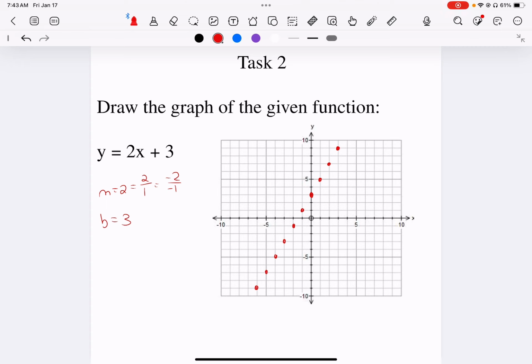And since this is a linear function, because the value of the exponent of x is 1, my points should fall in a straight line. So I connect my points with a straight line, go through the graph, draw arrows, and label. Y equals 2x plus 3.